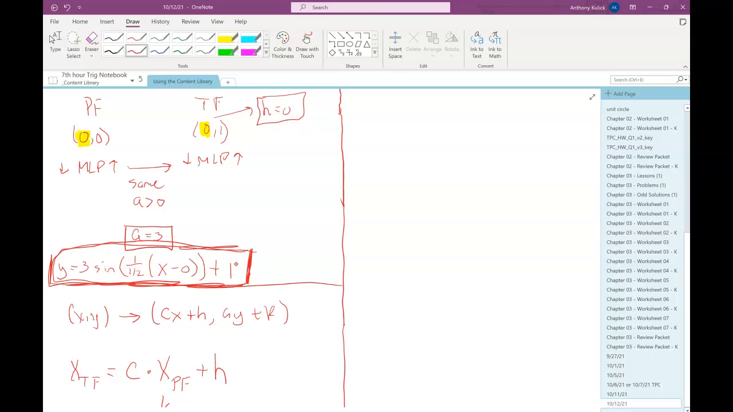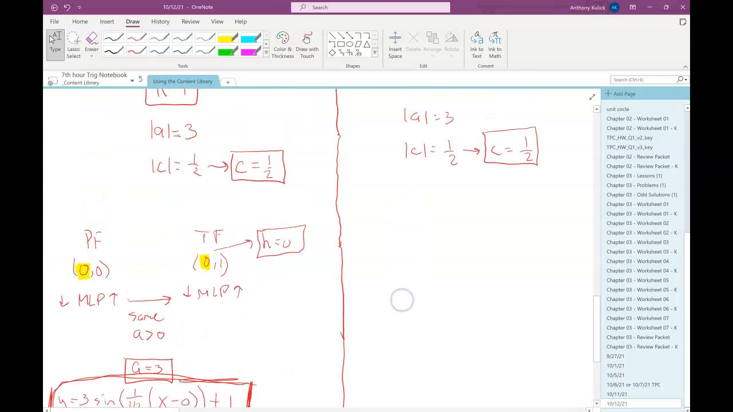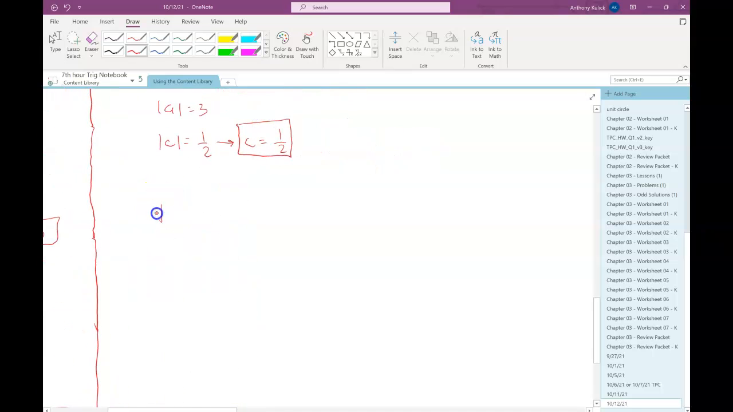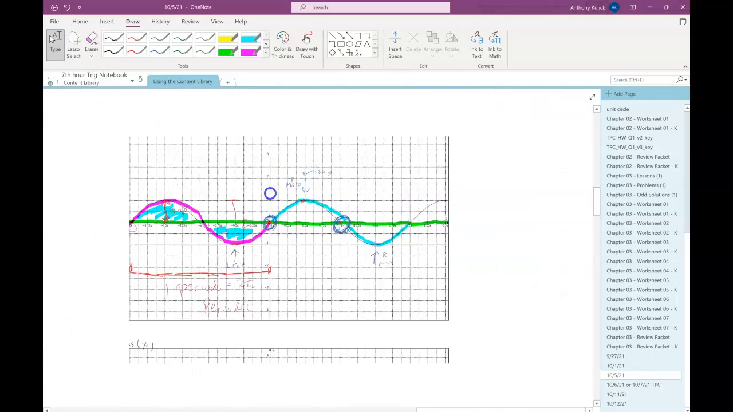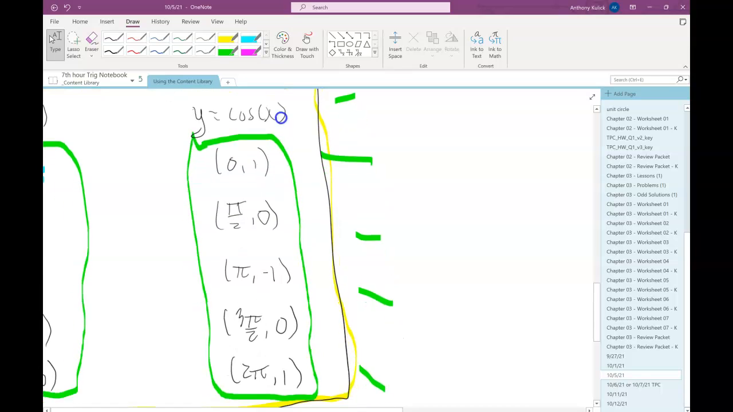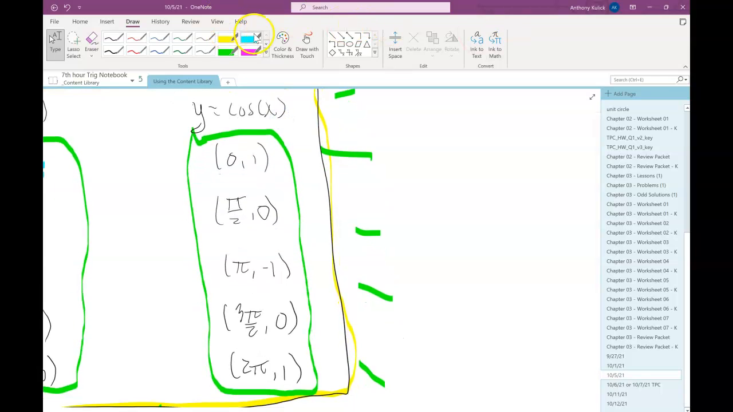Okay. Let's show you guys what would have happened if we used a cosine now. So we're going to set it up the same way. I'm going to choose a point for my parent function and then a corresponding point for my transformed function. So if I go back here and I look at the key points for cosine, the one I want to use is 0, 1. I want that x-coordinate to be 0 if I have the choice.